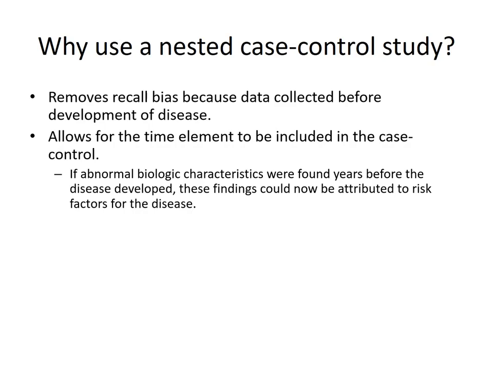So, if abnormal biological characteristics were found years before the disease developed, these findings could now be attributed to risk factors for the disease. The Framingham study, the one that we mentioned during the cohort study, has many nested case control studies that contributed to major findings in the literature. Let's look also, in addition to that, they are more cost effective than cohort because the measurements were already made. You don't have to spend money to make measurements again.